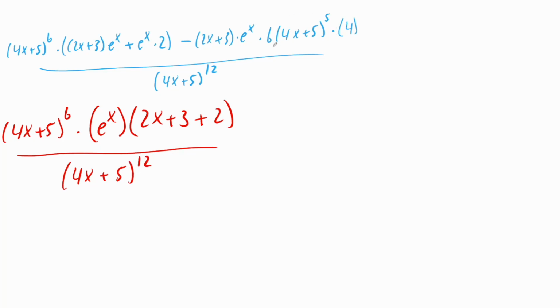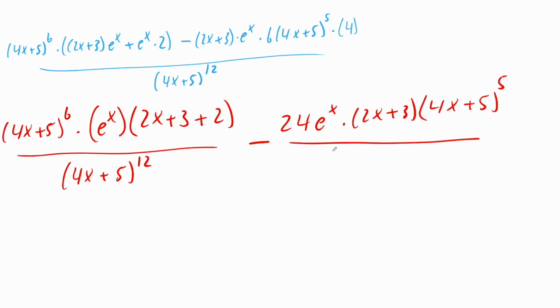Now we're going to do this piece. So we have a minus. So 6 times 4 is 24. And we have e raised to x. And then we also have (2x + 3). So times (2x + 3). Close it. Parentheses. We have (4x + 5). Close it. Raise it to 5. And this whole thing, we're going to divide by our denominator, which is parentheses (4x + 5). Close it, raise it to 12.